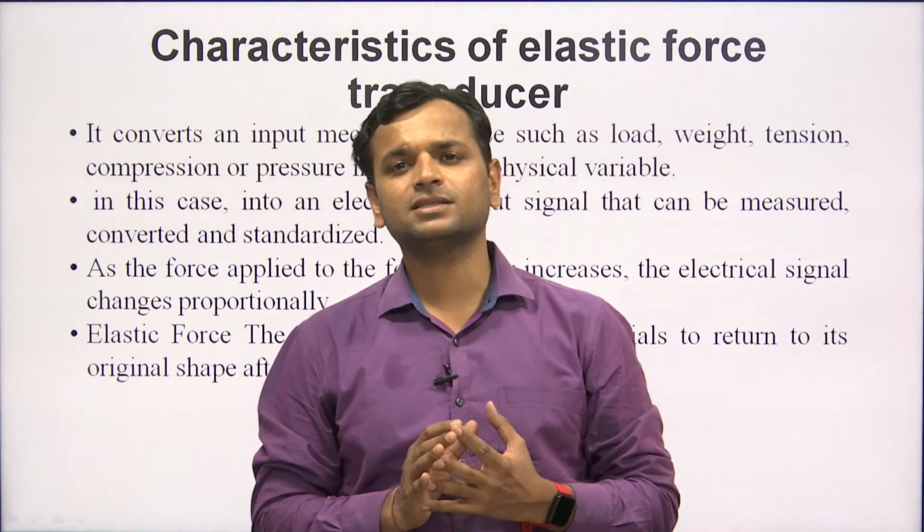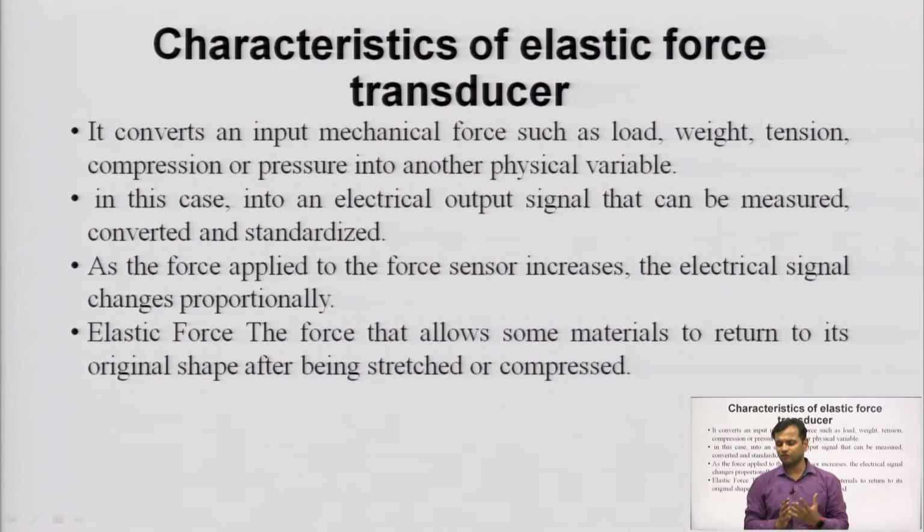There are various characteristics of the elastic force transducer that we studied in the last lecture. Firstly, it converts an input mechanical force, such as load, weight, tension, compression or pressure, into another physical variable. So, it is a type of transducer where the force can be measured in terms of displacement, weight, tension, compression or any other physical variable, and here into an electrical output signal that can be measured, converted and standardized.